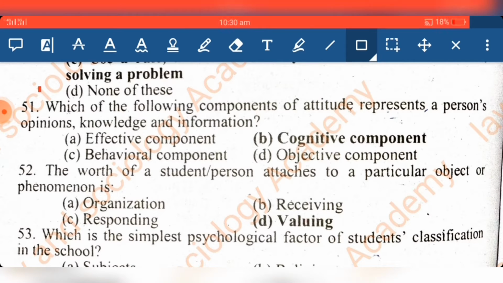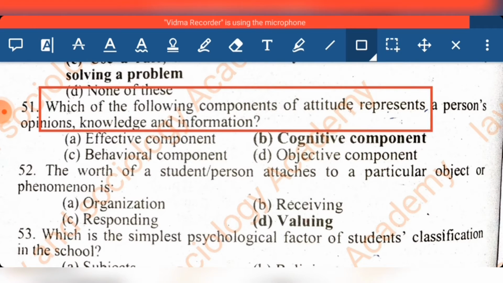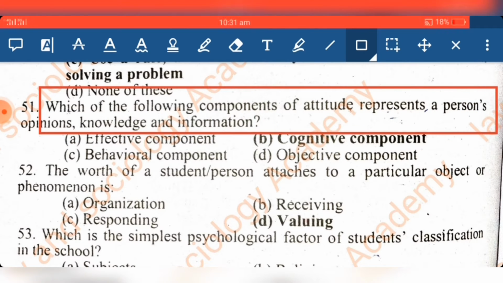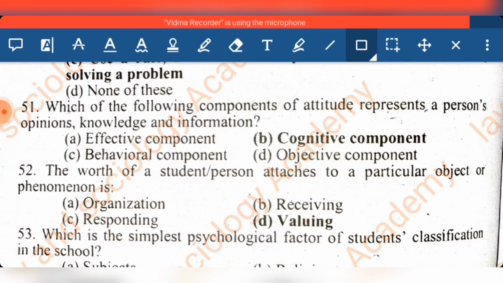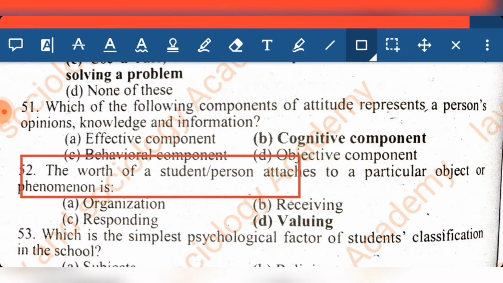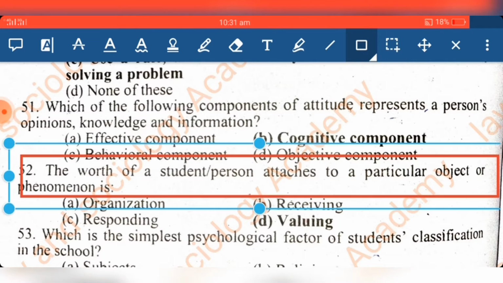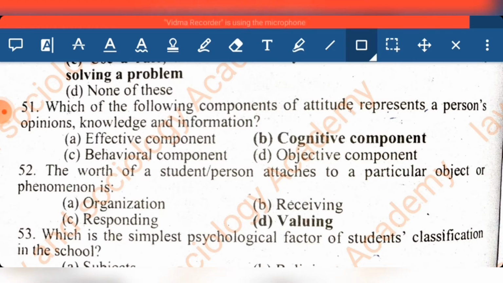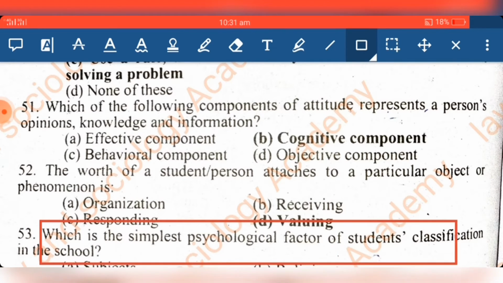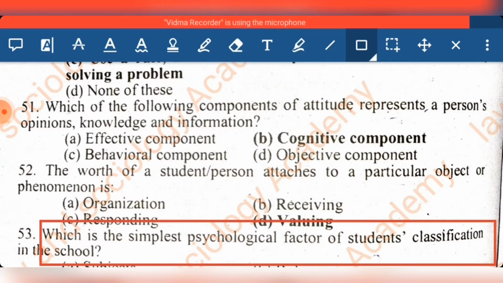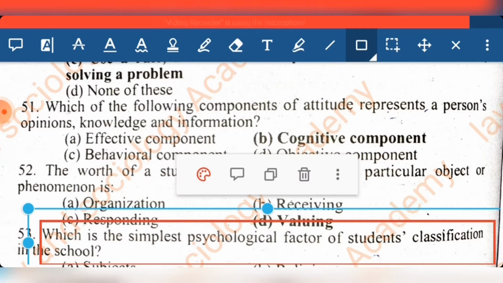So let's start from question number 51. Which of the following components of attitude represents a person's opinion, knowledge and information? Cognitive component. And the worth of a student or person attached to a particular object or phenomena is valuing. And which is the smallest psychological factor of students' classification in the school?